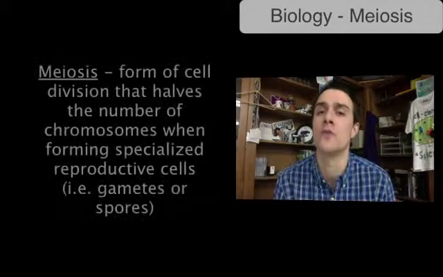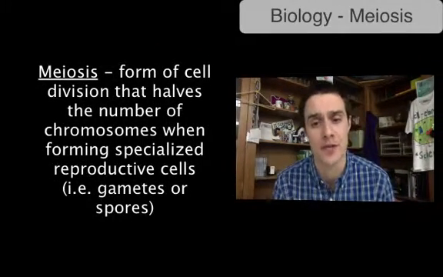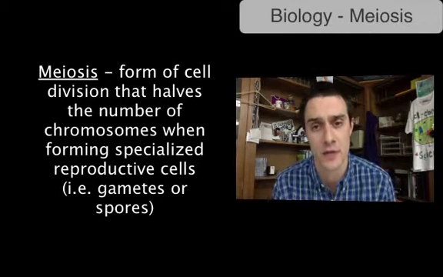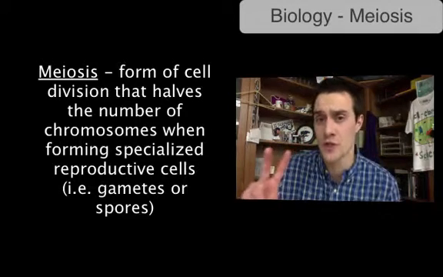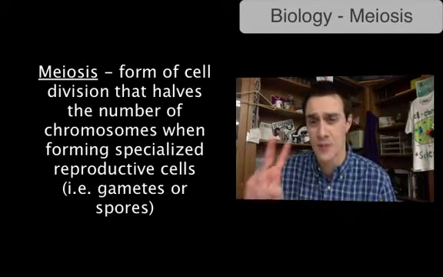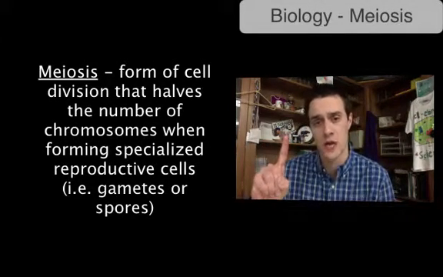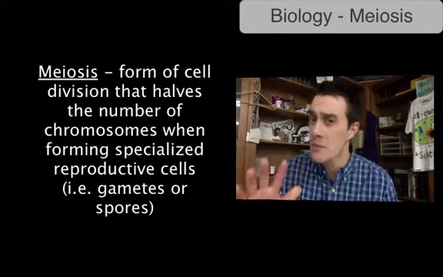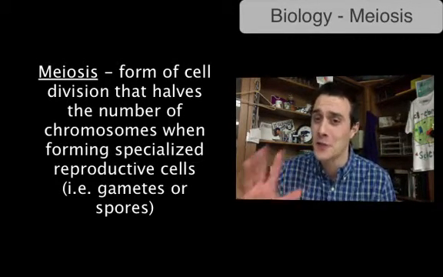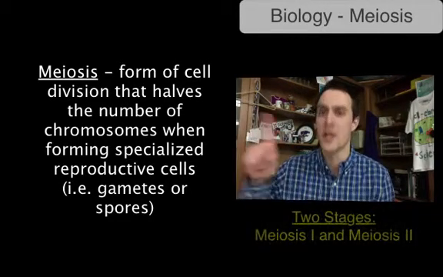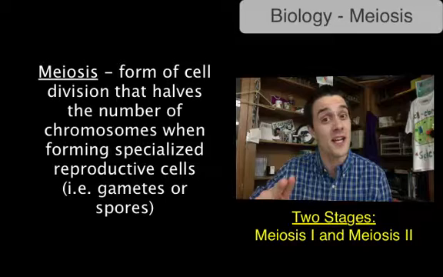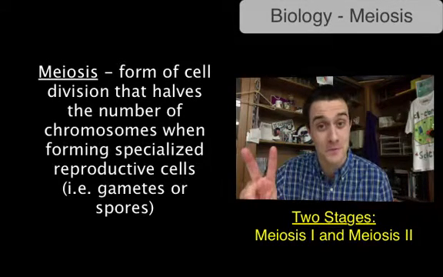Meiosis is a form of cell division that halves the number of chromosomes when forming specialized reproductive cells. Those specialized reproductive cells being gametes or spores. Meiosis involves two divisions of the nucleus, unlike its brethren mitosis, which is just one division of the nucleus. We get really complicated when we title the two divisions of the nucleus for meiosis. We call the first division meiosis 1, and we call the second division meiosis 2.